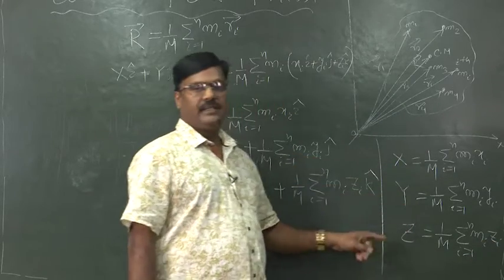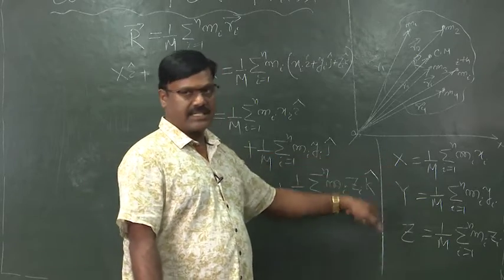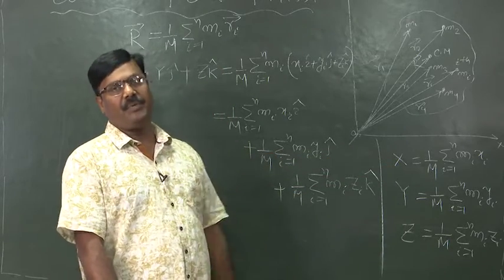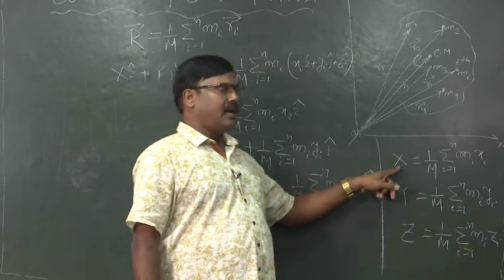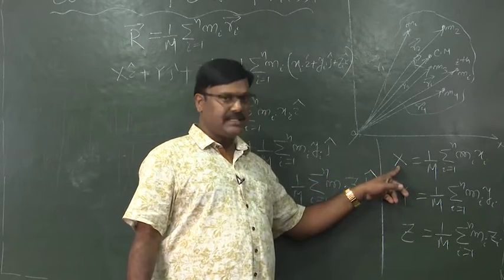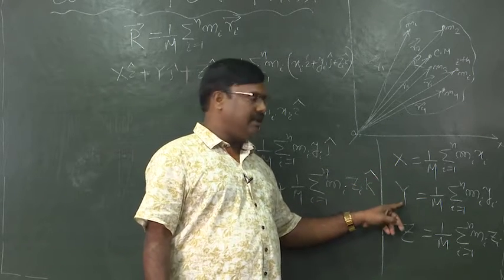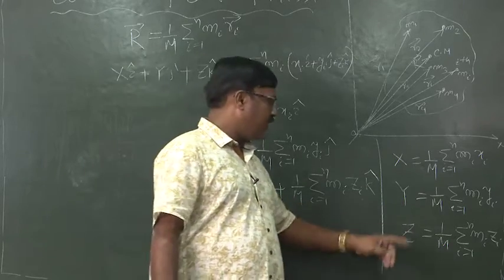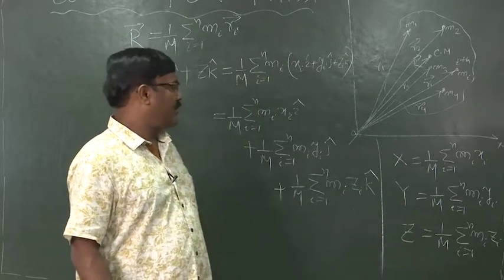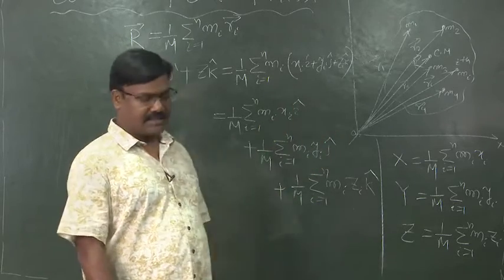Z is equal to 1 by M sum over i is equal to 1 to n mi zi. These are the expressions for the coordinates of the center of mass of a system of particles. Here capital X represents the x coordinate of the center of mass, Y represents the y coordinate of the center of mass and Z represents the z coordinate of the center of mass of a system of particles.